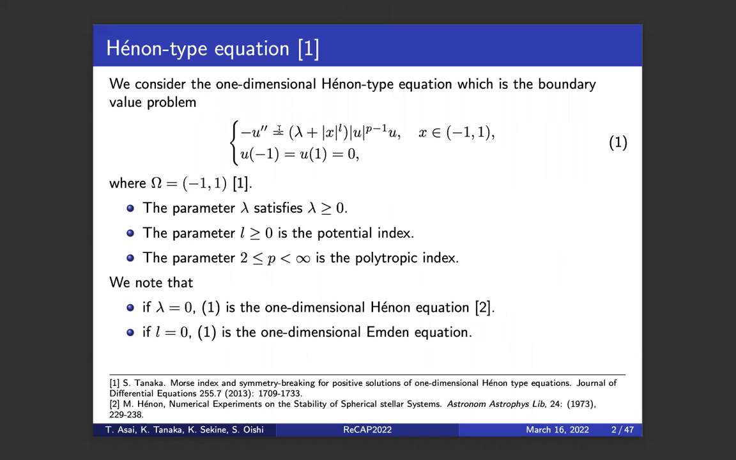And there are three parameters in this equation. The parameter lambda is a non-negative parameter, the parameter L is a potential index, and the parameter P is a polytropic index. And now we know that if lambda equals 0, the Hénon-type equation is the same as the Hénon equation. And if parameter L equals 0, the Hénon-type equation is the same as the Lane-Emden equation.